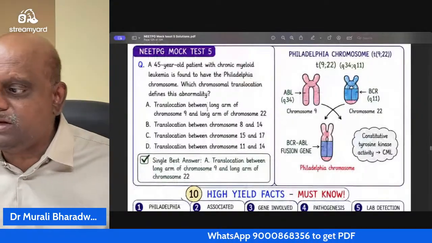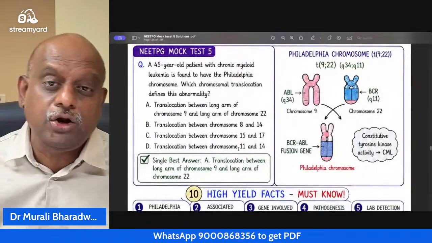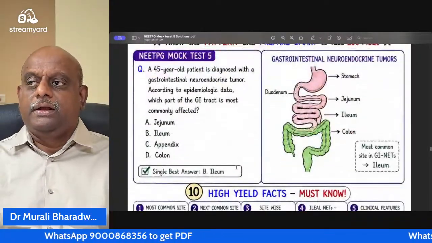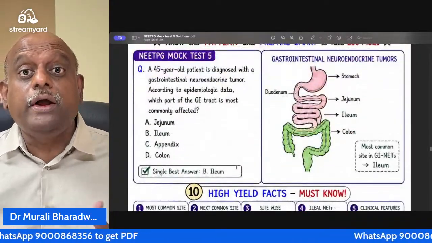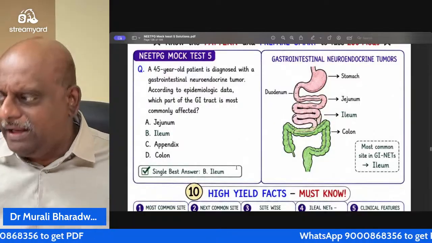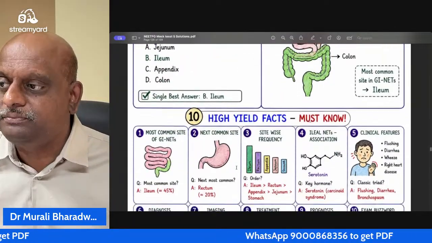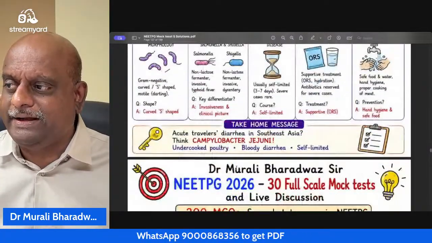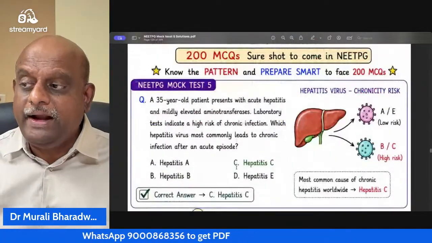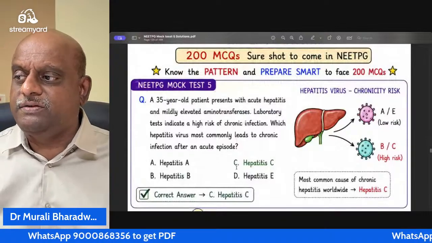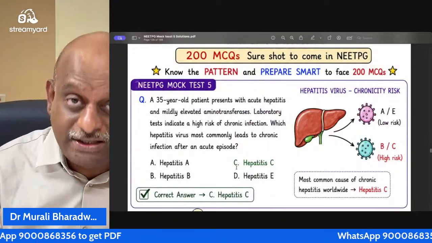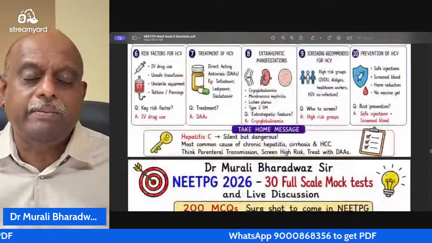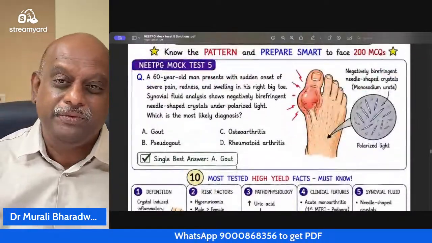Philadelphia chromosome is translocation between chromosome 9 and long arm of chromosome 22. Gastrointestinal neuroendocrine tumor is very common in the ileum, is what you need to remember. Traveler's diarrhea most commonly is because of Campylobacter. Acute hepatitis with elevated aminotransferases with the high risk of chronic infection is the feature of hepatitis C. The most common cause of chronic hepatitis worldwide is hepatitis C.